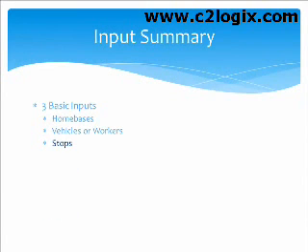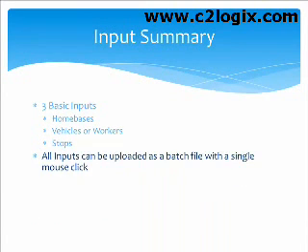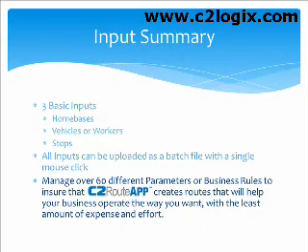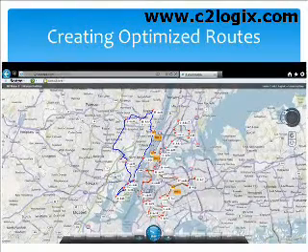So in summary, there are three basic inputs: home bases, vehicles or workers, and stops. All of the inputs can be uploaded in a batch file with a simple mouse click. You can manage over 60 different parameters or business rules to ensure that the routes are created and will meet your business needs in the least amount of effort and expense.